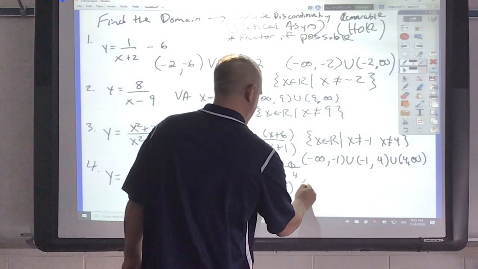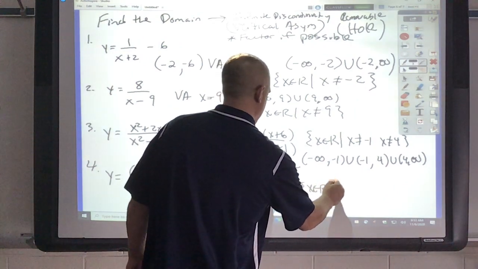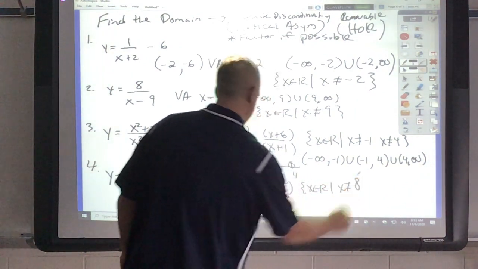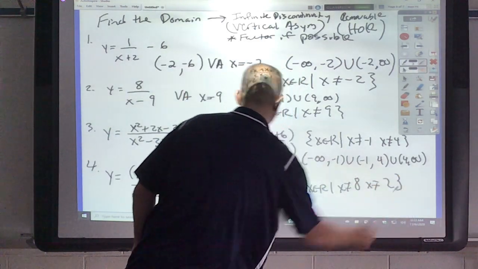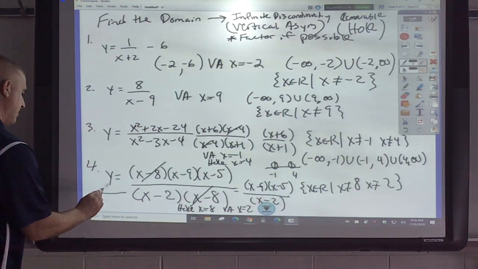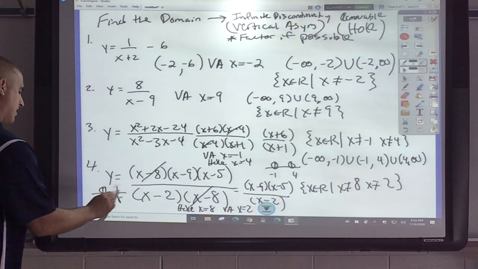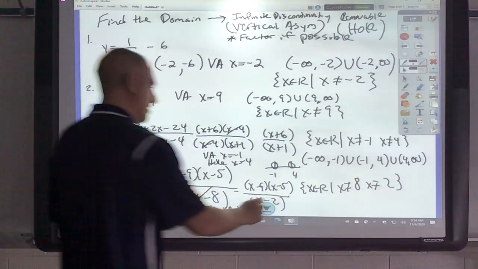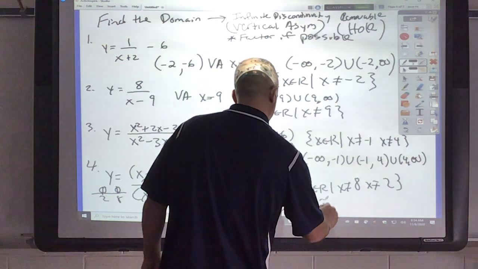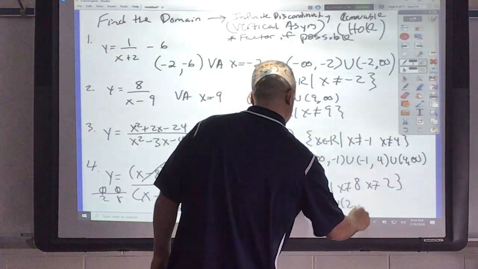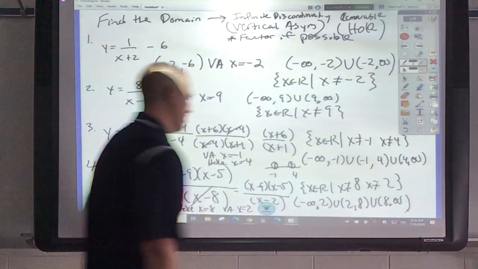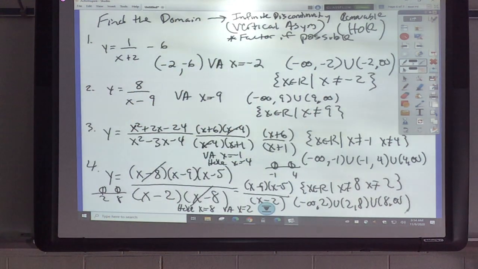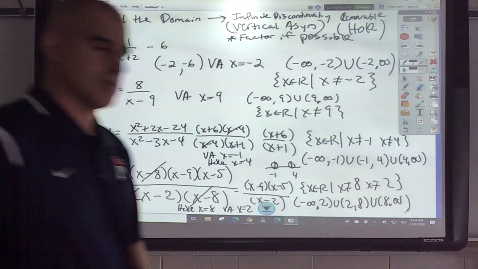So once again, that would be all real numbers, such that x can't be 8 and x can't be 2. For set builder, you're going to have to look at a number line. I'd have 2 and 8. They can't have those two, so that would be -infinity to 2, union 2 to 8, union 8 to infinity. You can use either one to come up with your answer.